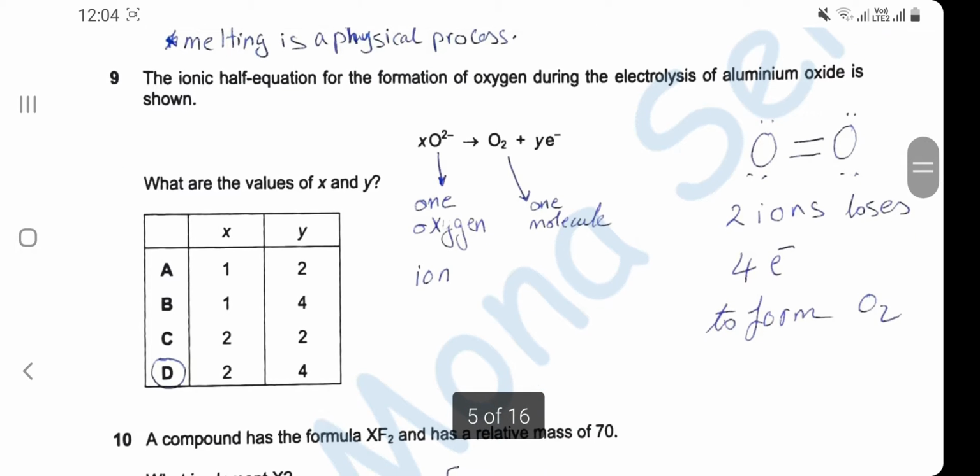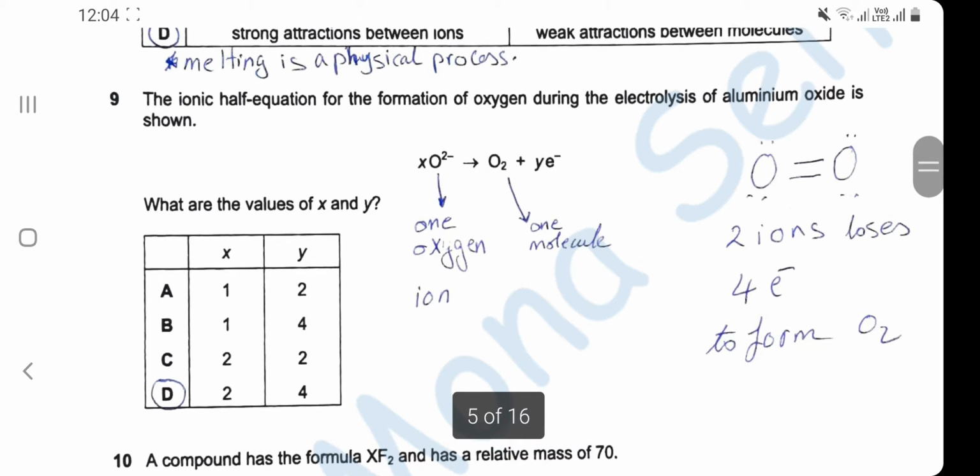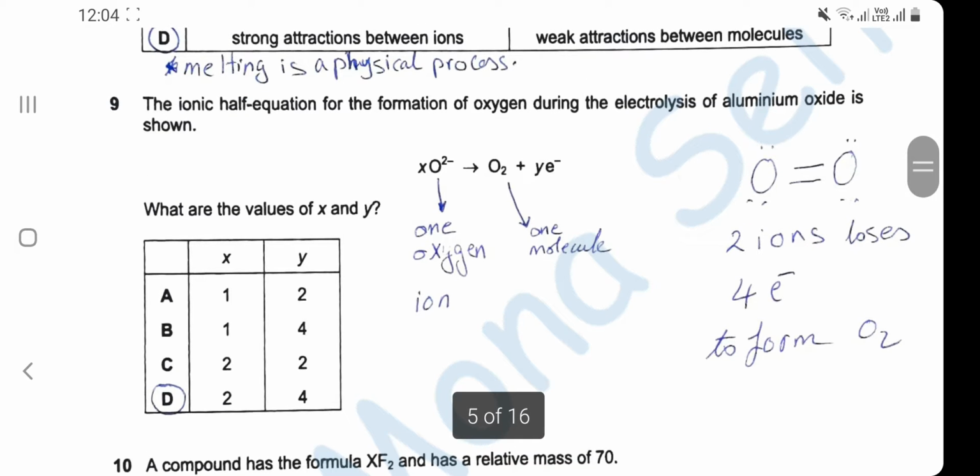Question 9. The ionic half equation of the formation of oxygen during electrolysis of aluminium oxide is shown. Here you have to balance this equation and to know how many electrons are lost here.